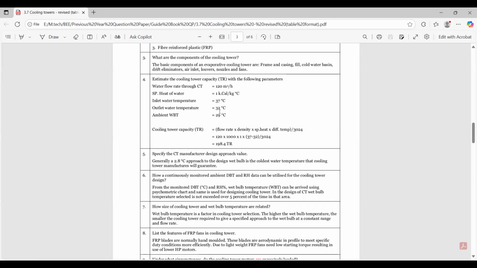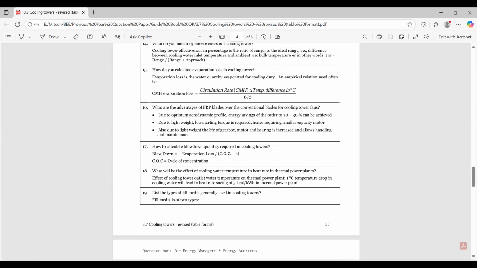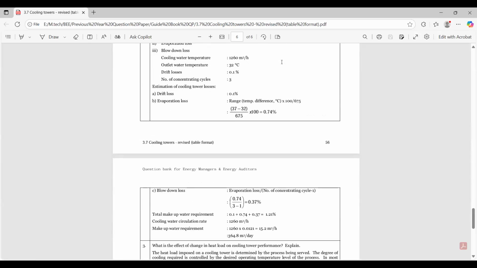If you want to calculate the effectiveness of this cooling tower, 5 is the range, 3 is the approach. So 5 upon 5 plus 3, which means 5 by 8. Sir, 3024? 3024 is one short ton of refrigeration. Okay. One TR is equal to 3024 kilocalories. Yes. So this kind of questions you will be asked in the exam, long answers and all these things.